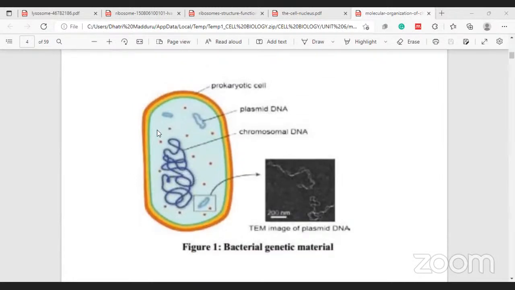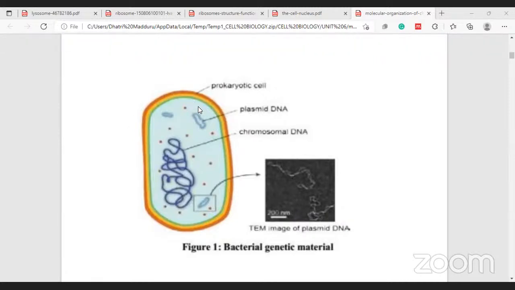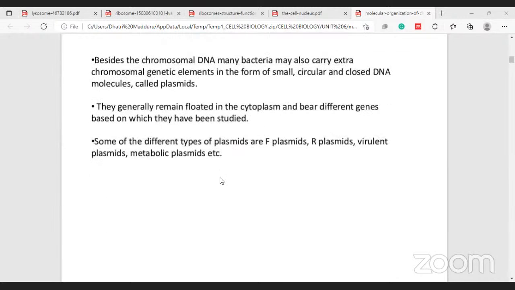So this is the bacterial cell. Where you have a prokaryotic cell, you have plasmids. These bacterial cells or prokaryotic cells will have plasmid DNA along with the chromosomal DNA. Besides this chromosomal genetic material, they also contain small circular closed DNA molecules called plasmids, like F plasmids, R plasmids, virulent plasmids, metabolic plasmids, which are not necessary for survival, but they perform some different activities in the body.